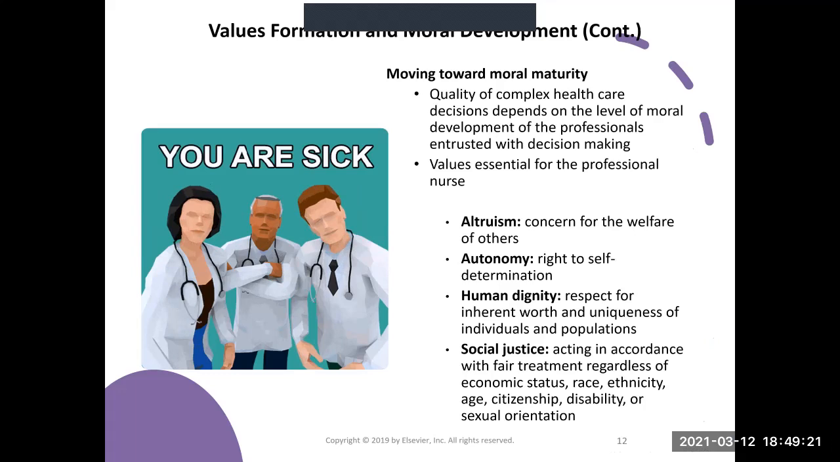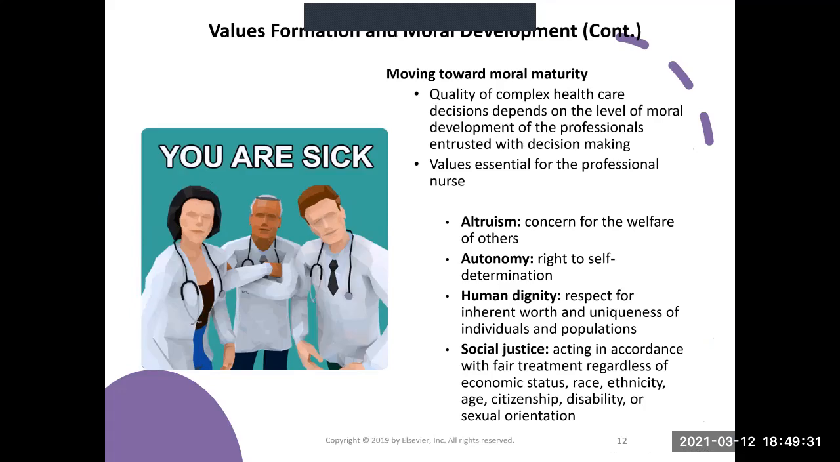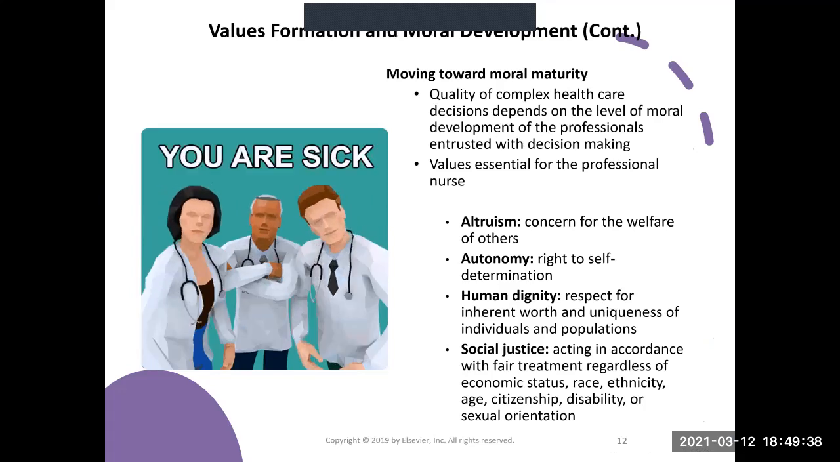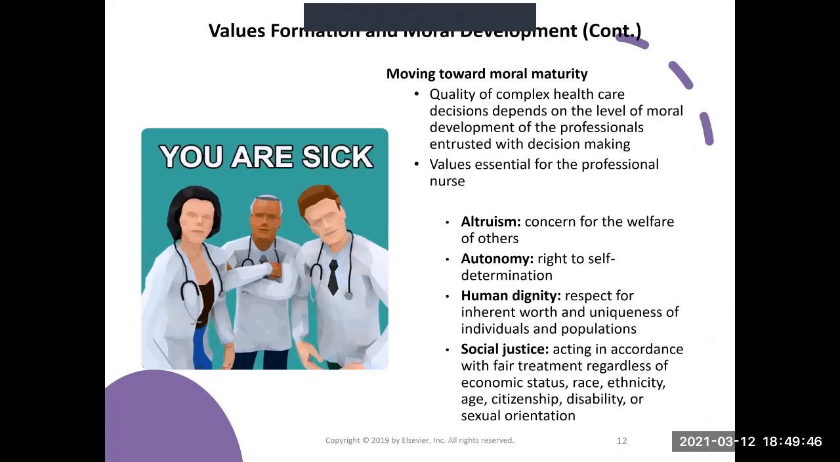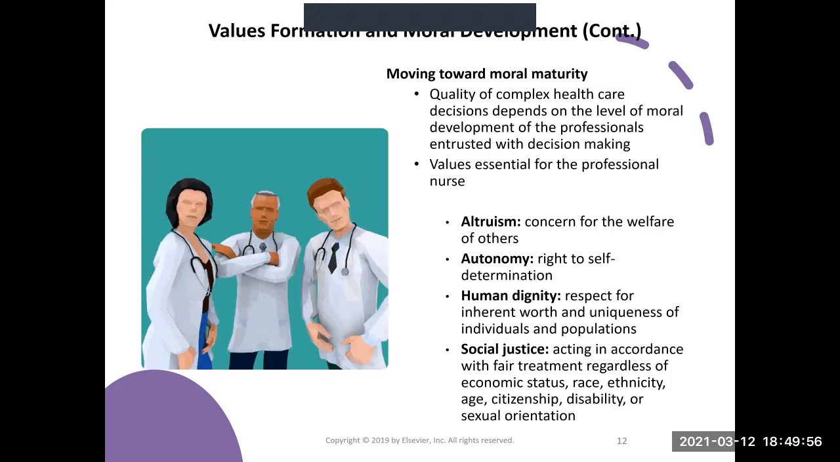So moving towards moral maturity takes time and it takes experience. There are values that as a professional nurse you have to establish, like altruism, where you have concern for the welfare of other people. It's not just about you, it's about the world, your patients, even colleagues. Autonomy, the right to self-determination, right? Usually the nurse is respectful and respects the patient's rights without any judgment.